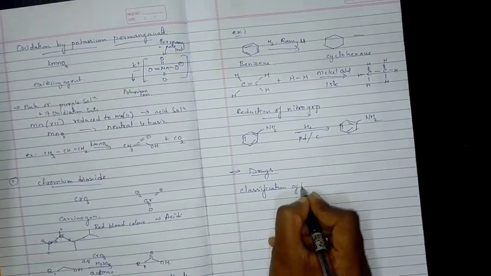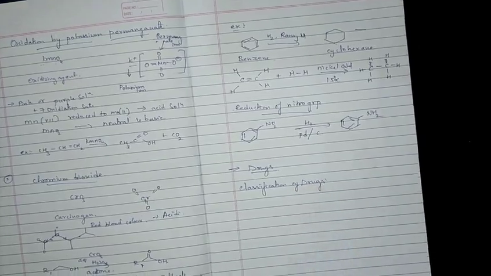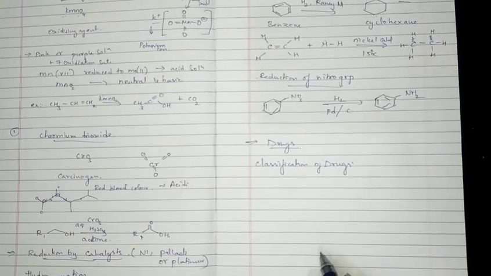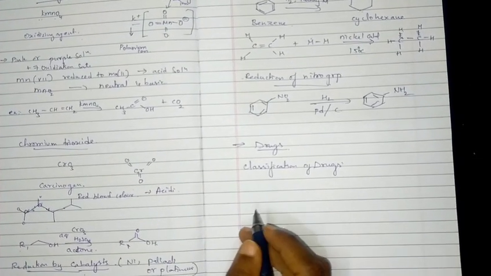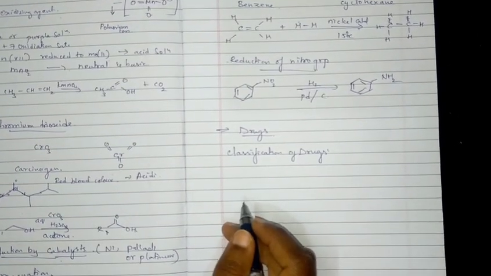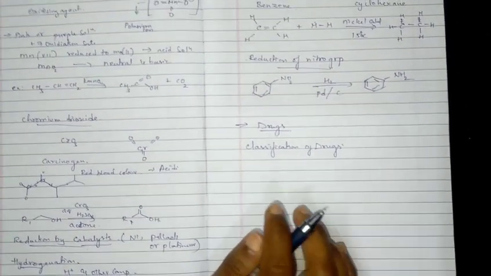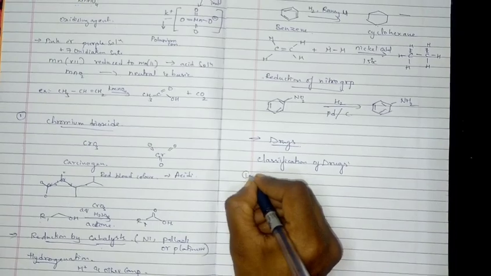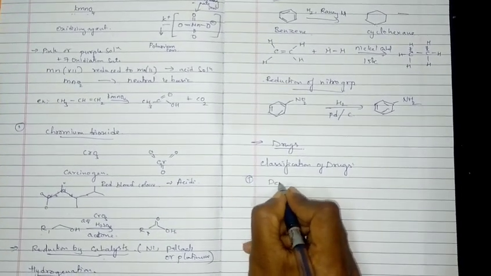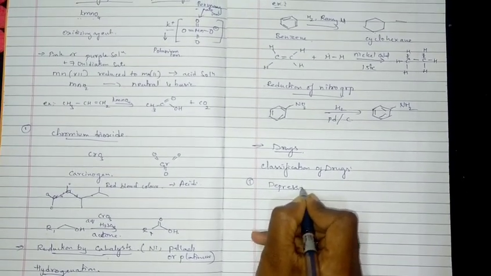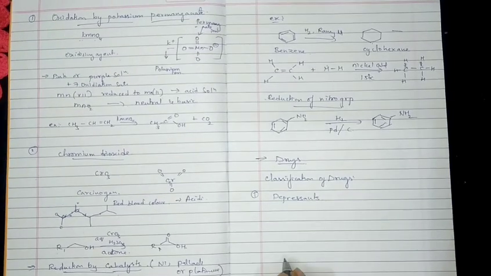Classification of drugs. So the drugs are being classified now. These classified drugs are categorized based on their effects on users. First one, let us talk about depressants. Now what is meant by depressants?